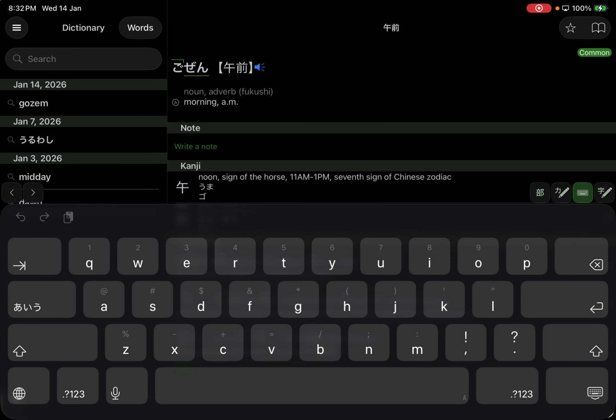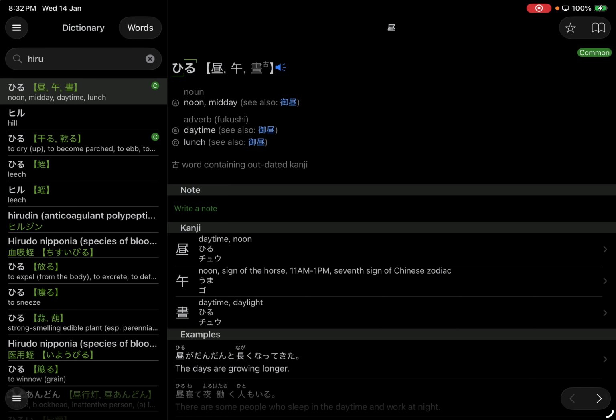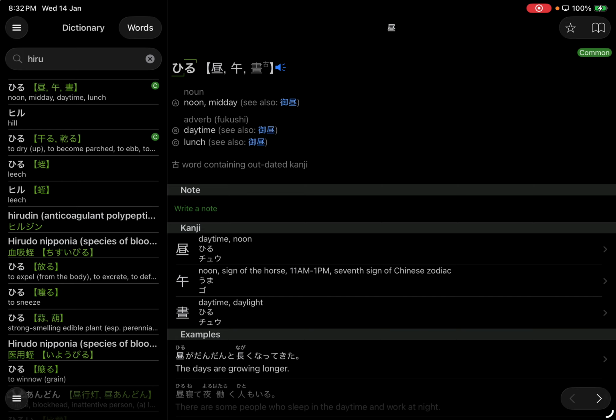To give you another one, for example, hiru. So hiru, this is going up. So you can see the pronunciation there. You can also press the audio button for hiru. My device is muted. Hiru. So everything is in the dictionary.